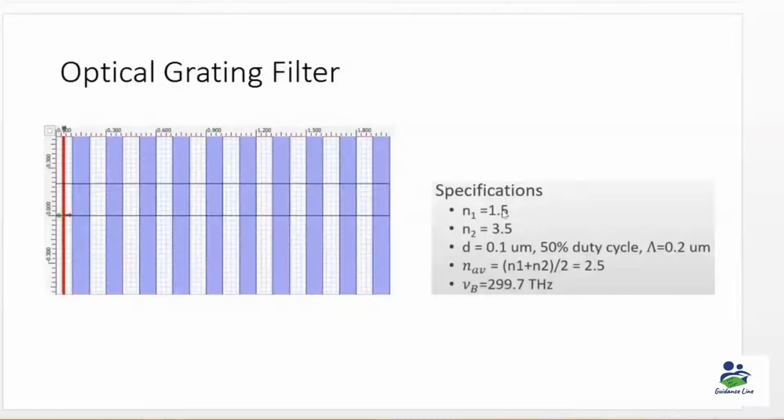The specifications for the optical grating filter are the value of refractive index n1 for the substrate, and next the grating refractive index, which is n2. The value of refractive index is 3.5. You can check this typical value of the refractive index. N1 corresponds to silicon dioxide and N2 corresponds to silicon. So this is something like a silicon on insulator structure.